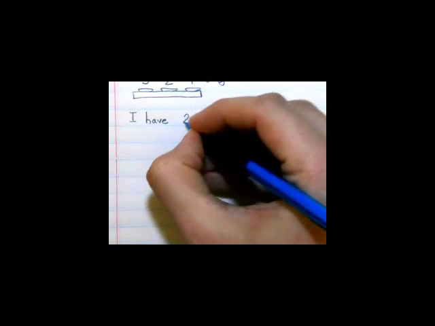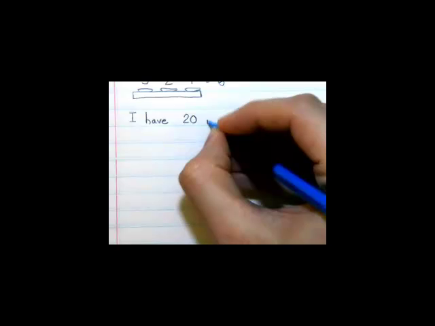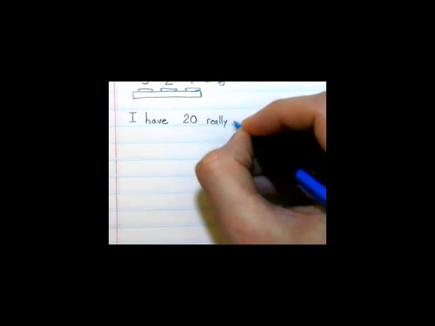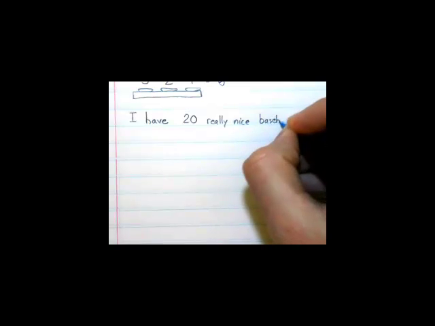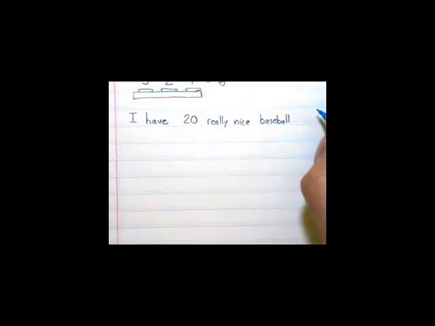So let's say I'll switch to something else. Let's say I have 20 really nice baseball cards. I don't like baseball, but let's say I got tons of baseball cards, and I got 20 that are my really good ones, and I display those 20 really nice baseball cards. How many different ways could I do it?